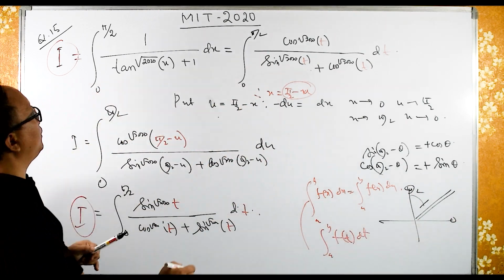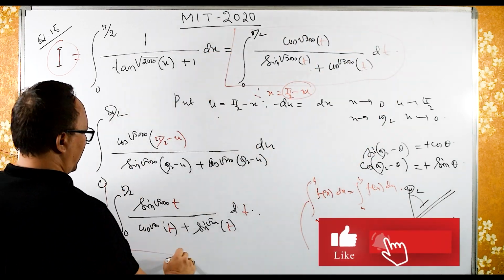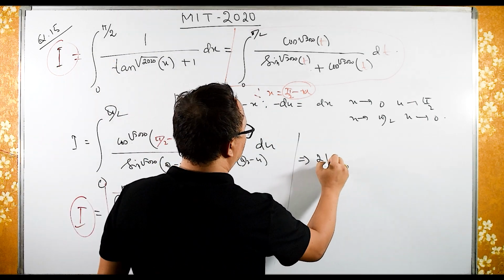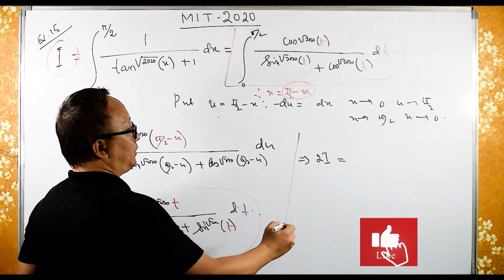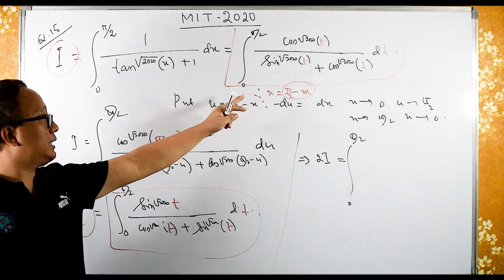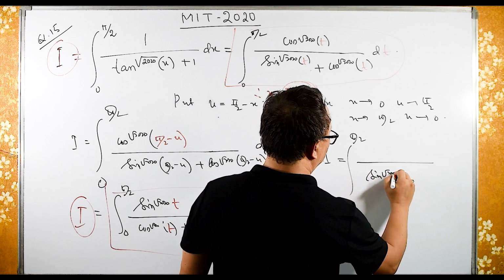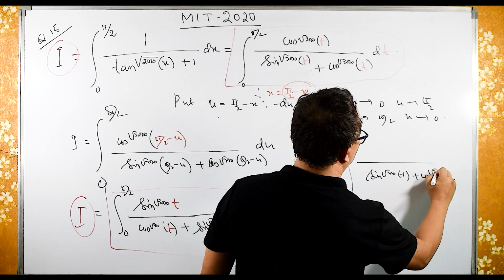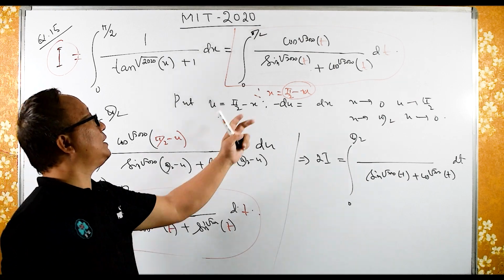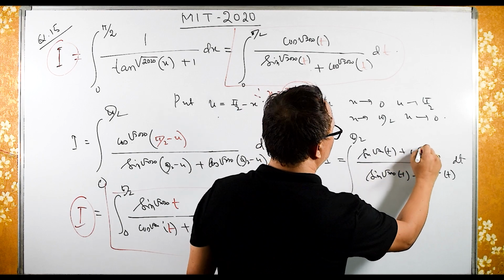Now if I add these two, let's say if I add this I and this I, what will we get on the left hand side? I will get twice I. On the left hand side I will get 2I equals integral 0 to pi by 2. Here denominators are same. We have sine of square root of 20 t plus cos of square root of 20 t dt. We have sine plus cos.